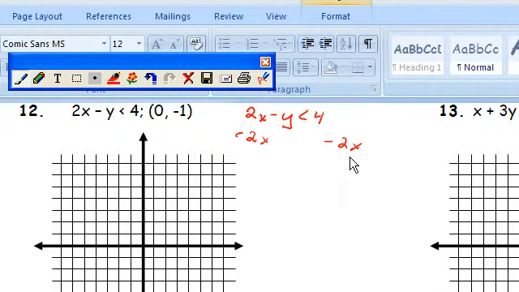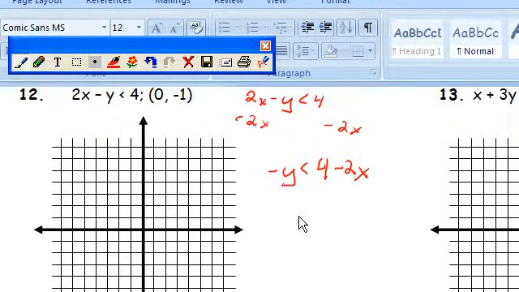Like terms have the same variable and the same exponent. If two terms do not have the same variable and the same exponent, then you cannot combine them. So do not think that 4 minus 2x is 2x. It's not. It's just 4 minus 2x because we cannot combine these terms. So that leaves us with -y is less than 4 minus 2x.